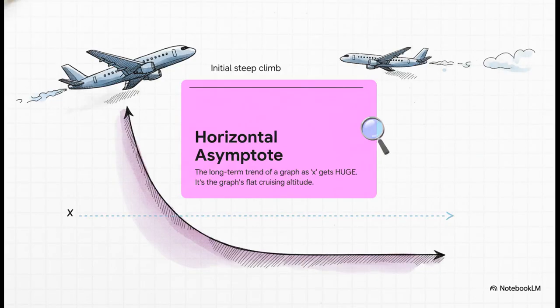So, what is a horizontal asymptote, really? Well, simply put, it's the long-term trend of a graph. It tells us where the function is heading once x gets ridiculously big, either in the positive or negative direction. Think of it like an airplane. You've got that steep climb during takeoff, right? But eventually, the plane levels off at its cruising altitude. That flat, steady line way up in the sky, that's the horizontal asymptote.